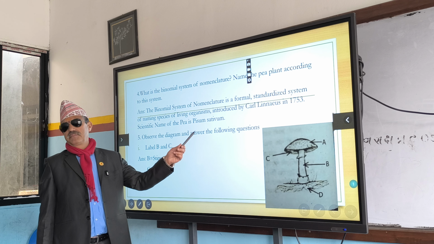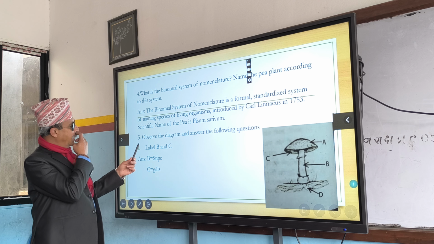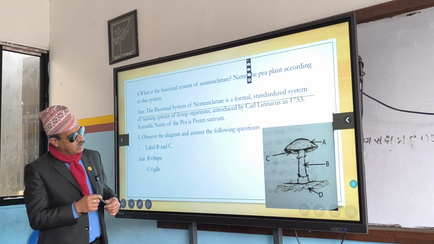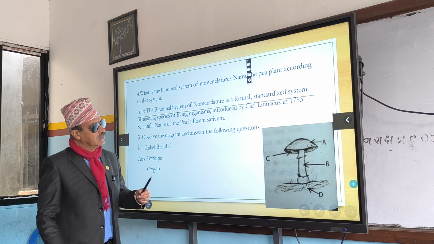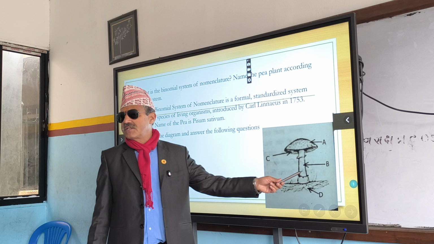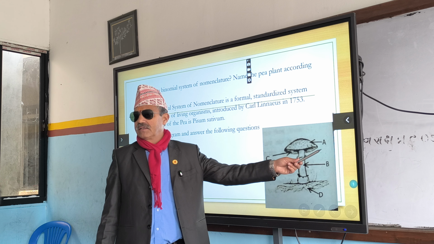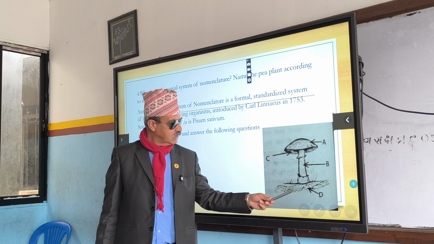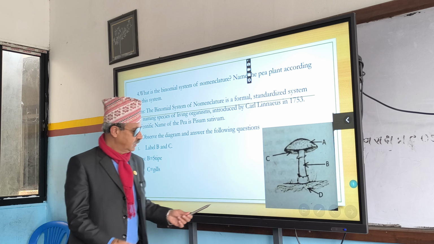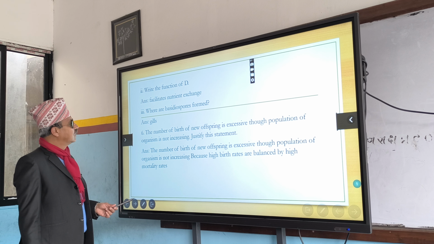Pisum sativum. Observe the diagram and answer the following questions. Here is a mushroom. What is B? B is style. What is A? Pileus. And what are C and D? C is gills, and D is mycelia. So they are familiar with this figure.